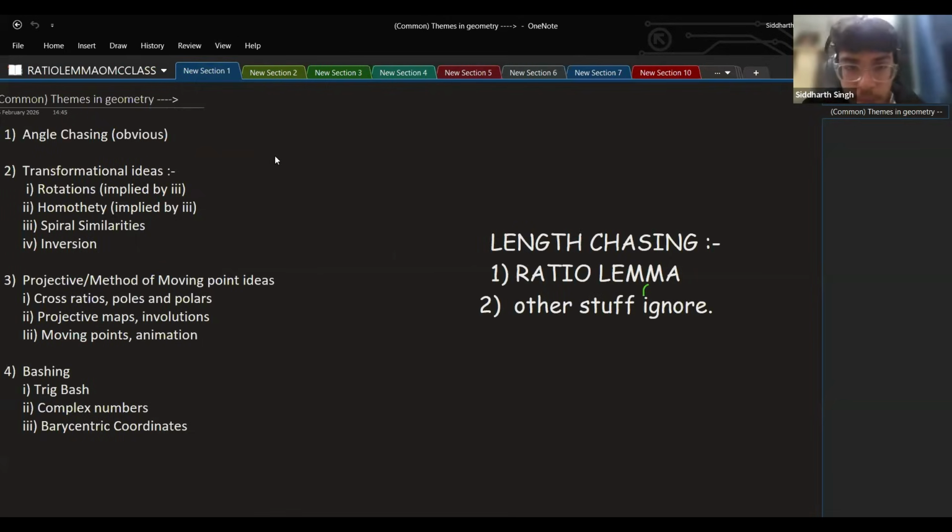Okay, so now just take a minute to read through this, and then I'll explain why we even need ratio lemma. Why don't we use some other stuff? Why don't we just use angle chasing? Why don't we follow the words of the dictators and prevent bashing? Ratio lemma is just kind of bashing too, but yeah.